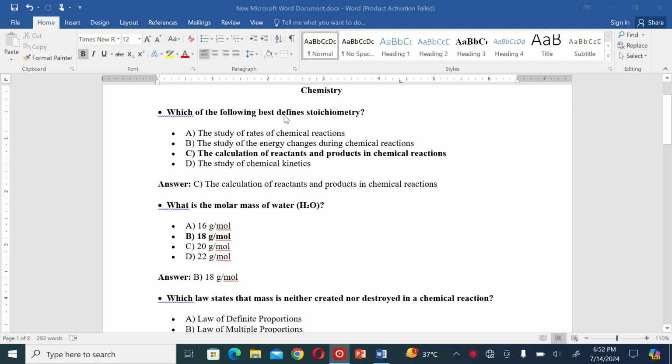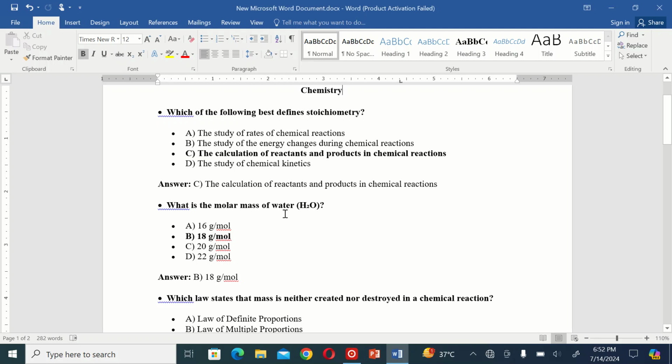Which of the following best defines stoichiometry? The study of rates of chemical reaction, the study of the energy exchanges during chemical reaction, the calculation of reactant and product in chemical reaction, the study of chemical kinetics. C is the correct option.